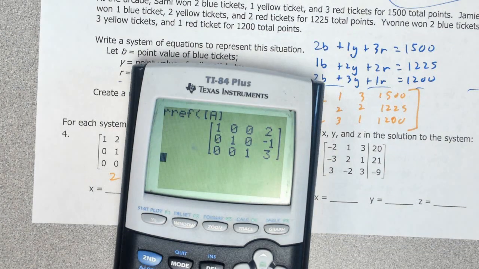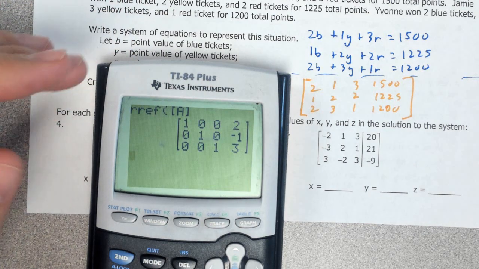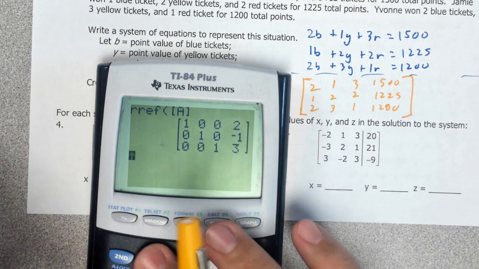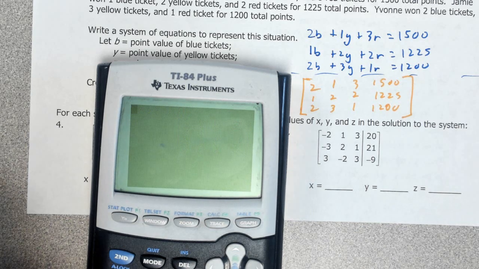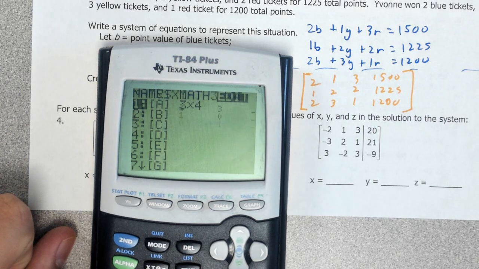Let's do number 5. I invite you at this point to see if you can get this done quicker than I can. So I'm going to go ahead and quit or clear this out. I'm going to go to matrix. I'm going to go all the way to edit.